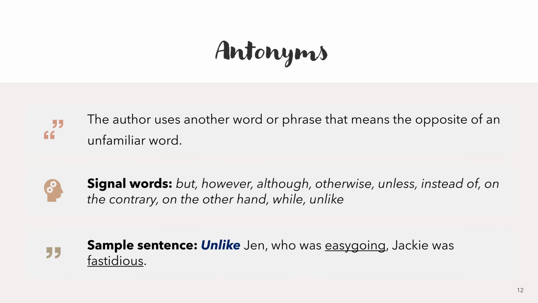Antonyms. The author uses another word or phrase that means the opposite of an unfamiliar word. These are the signal words. But, however, although, otherwise, unless, instead of, on the contrary, on the other hand, while, and unlike. Let's read the sample sentence. Unlike Jen, who was easygoing, Jackie was fastidious. What do you think are the words having the opposite meaning? You are correct. Those are easygoing and fastidious.